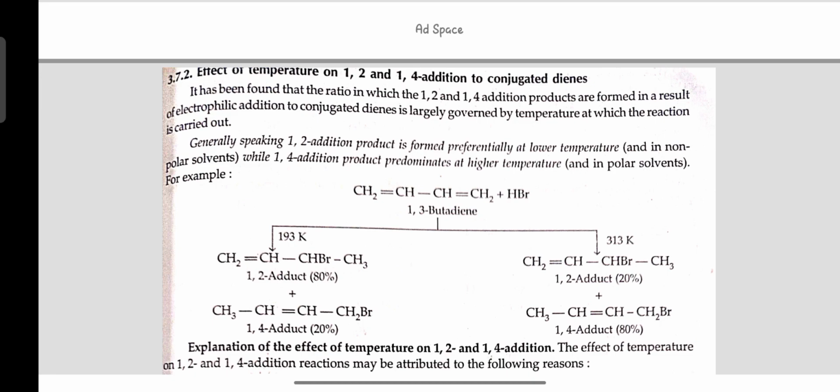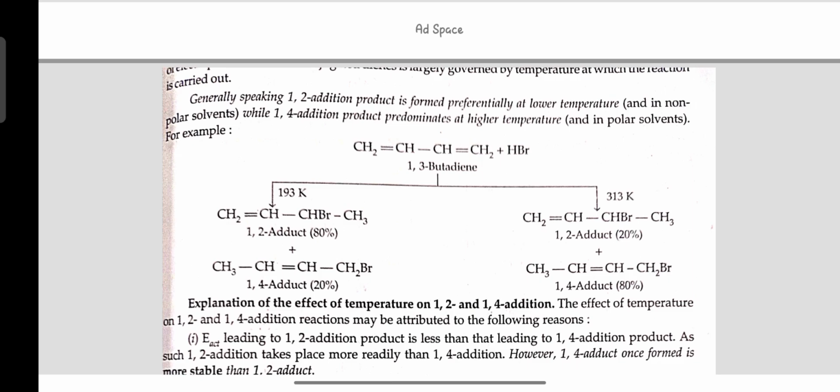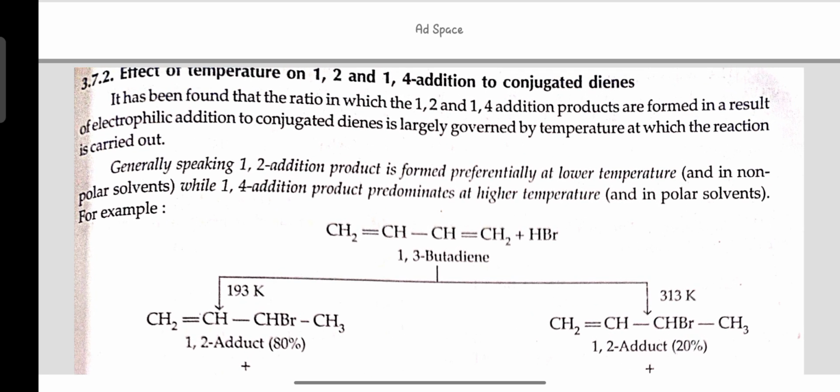3.7.2 Effect of temperature on 1,2 and 1,4 addition to conjugated dienes. It has been found that the ratio in which the 1,2 and 1,4 addition products are formed as a result of electrophilic addition to conjugated dienes is largely governed by the temperature at which the addition reaction is carried out. Generally speaking, the 1,2 addition product is formed preferentially at lower temperature, while the 1,4 addition product predominates at higher temperature.